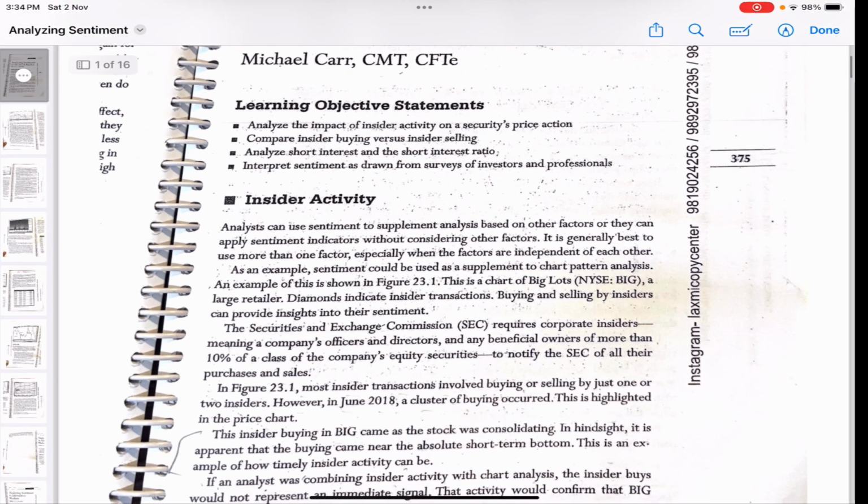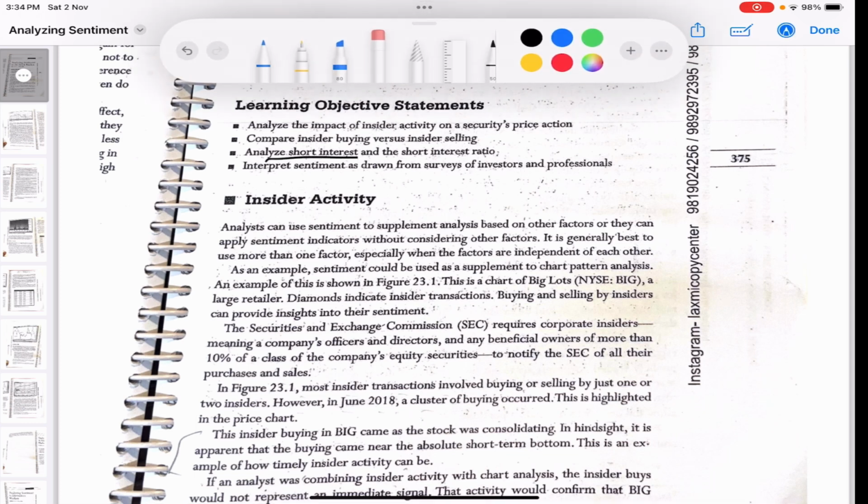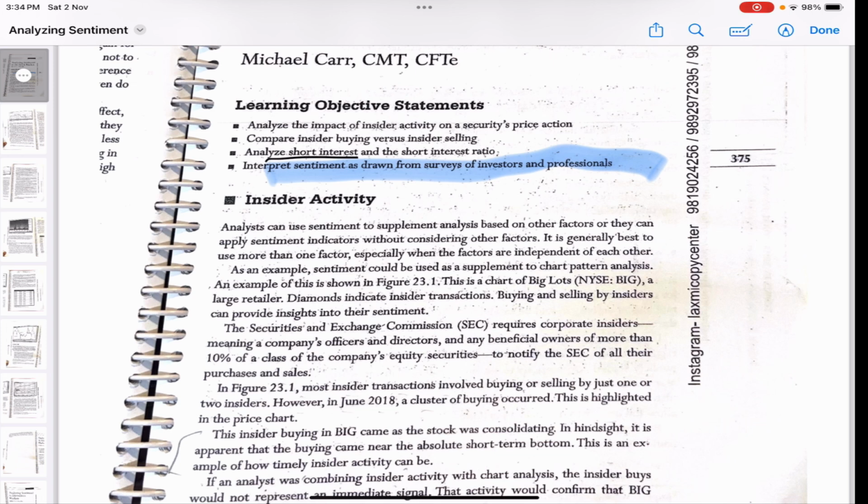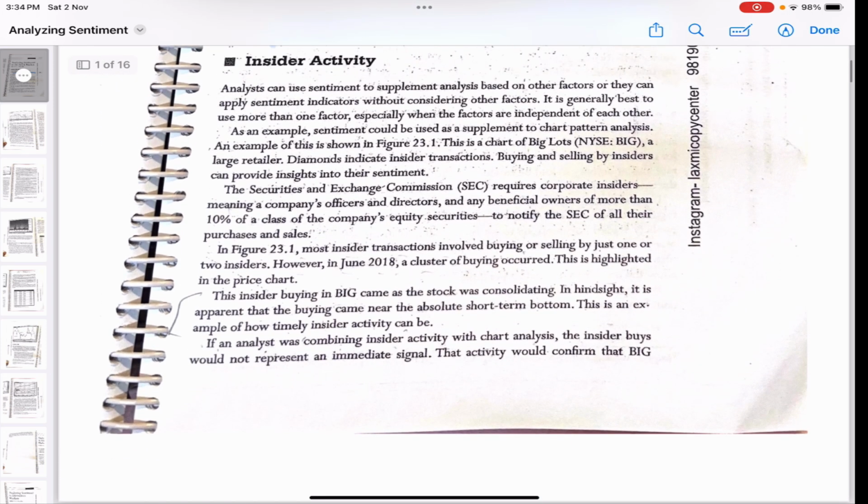So in this chapter, we'll try to read and understand the sentiment which is present in the market and try to make sense of it. We are going to analyze the impact of the insider activity which is taking place on various types of stocks. We'll talk about what insider selling and insider buying are. We'll also see what short interest is and what the short interest ratio is, and how to interpret sentiment from the surveys of investors and professionals.